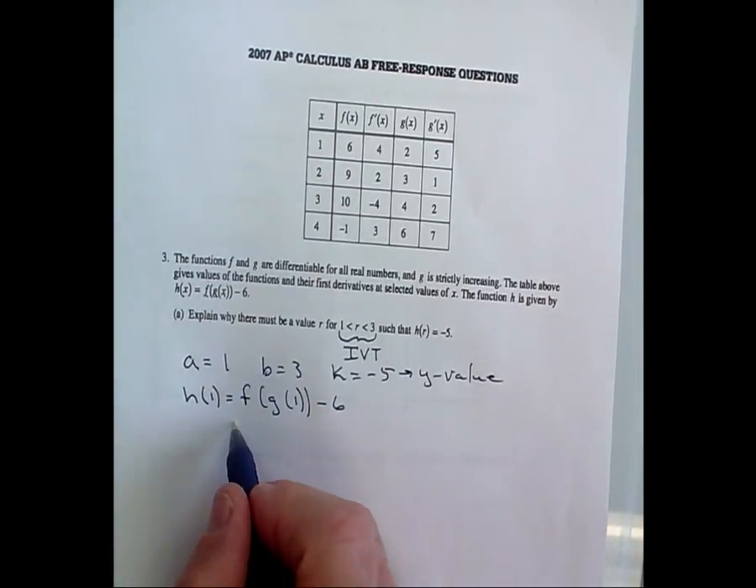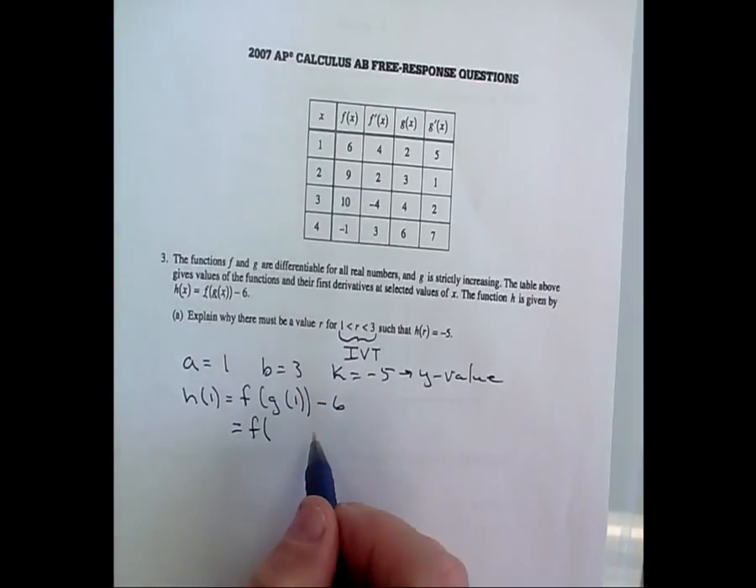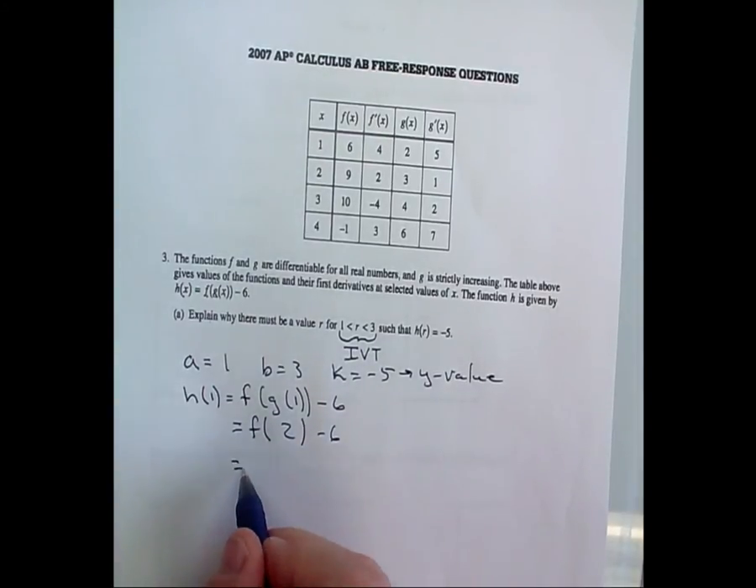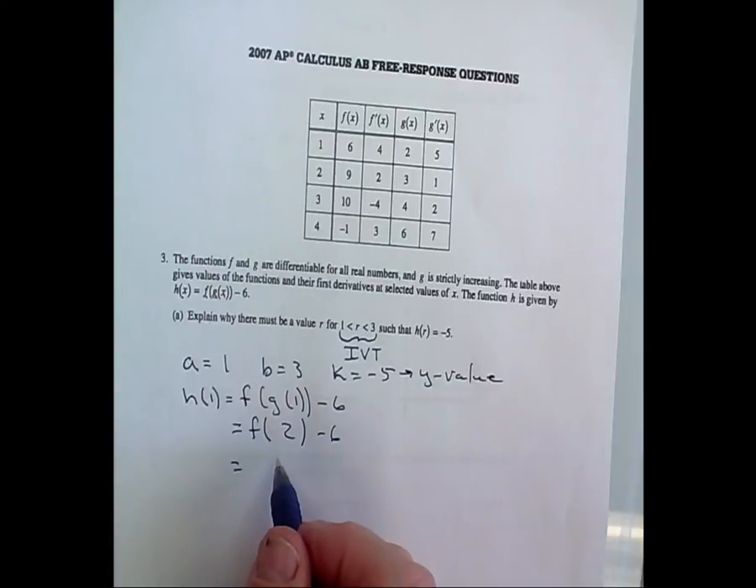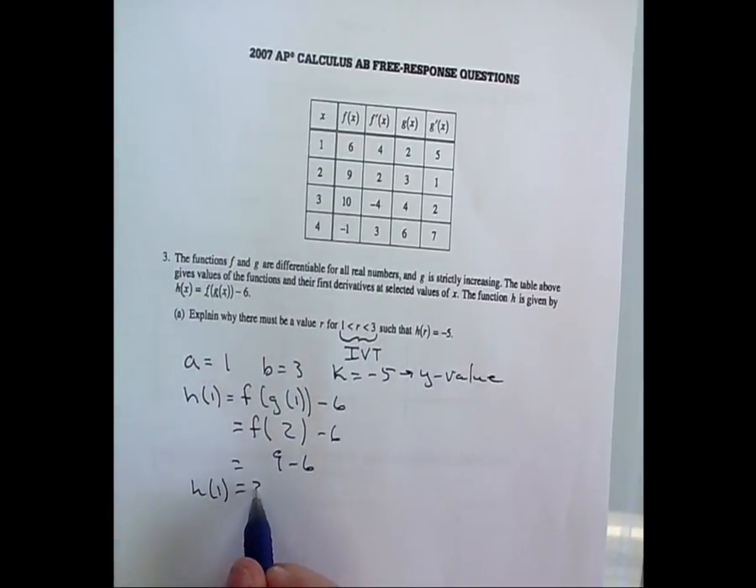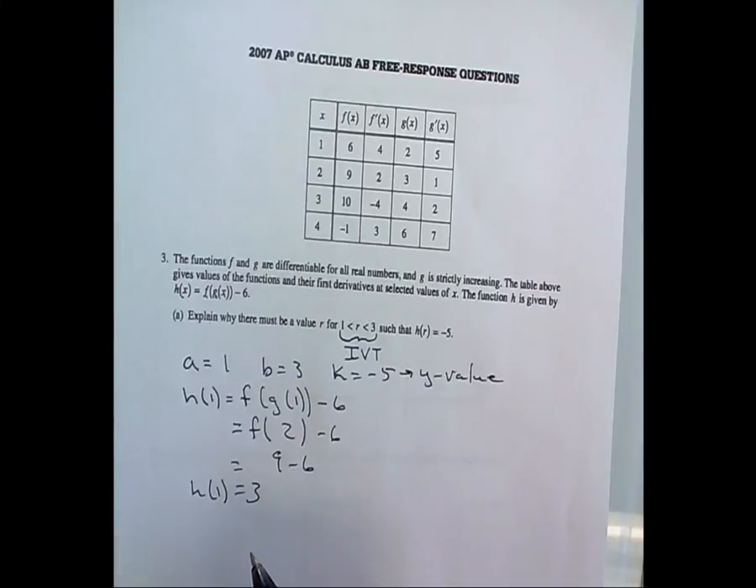So Aiden, what's g of 1? Two. Perfect. Minus 6. Since you're on a roll, what's f of 2? Yeah, 9. So I got 9 minus 6. I get h of 1 is equal to 3. Don't you think that's cool? 3.